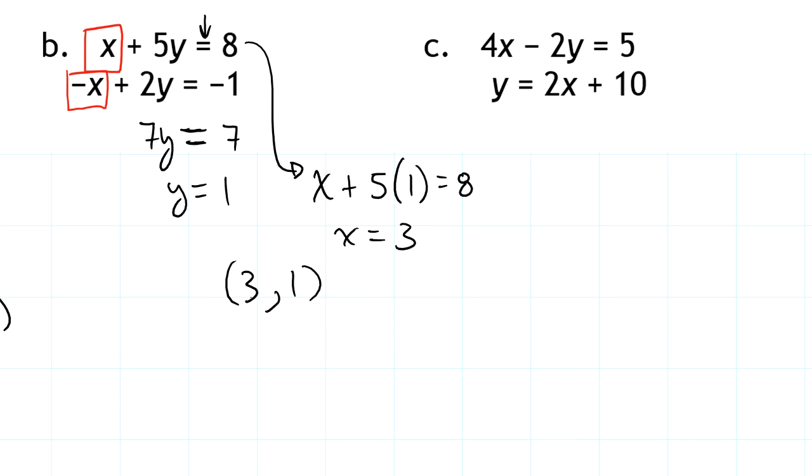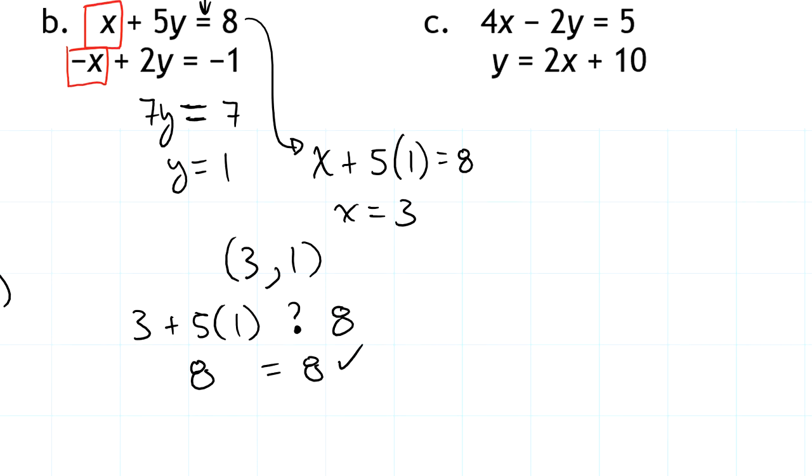And I guess this time I'm going to check it by plugging those values in. So in the first equation, I've got 3 plus 5 times 1, and I need to see if that is indeed equal to the value 8. And yeah, 3 plus 5 is definitely equal to 8. So because these are equal to each other, it definitely works in the first equation.